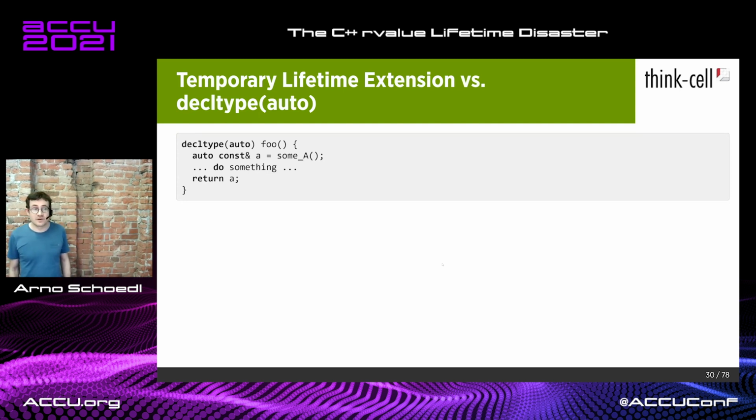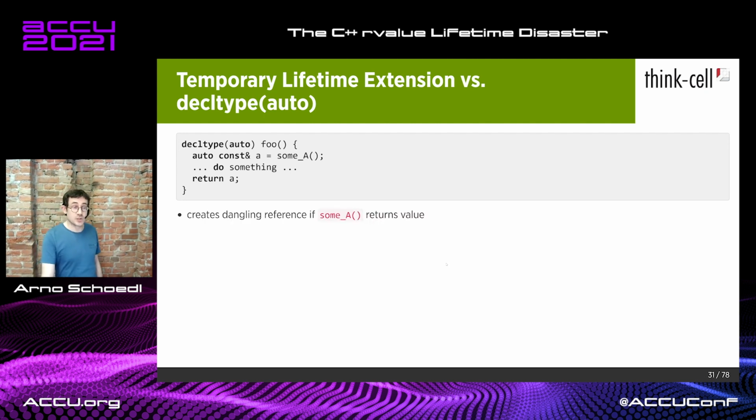The problem comes in when we return, because the decltype(auto) will look at the declaration type of A, and A is declared as a const reference. So the decltype(auto) will say, okay, that's great. Then I'm just going to return an lvalue reference, not knowing that the lvalue reference is only pointing to a valid value because that valid value got its lifetime extended. So temporary lifetime extension doesn't really work here.